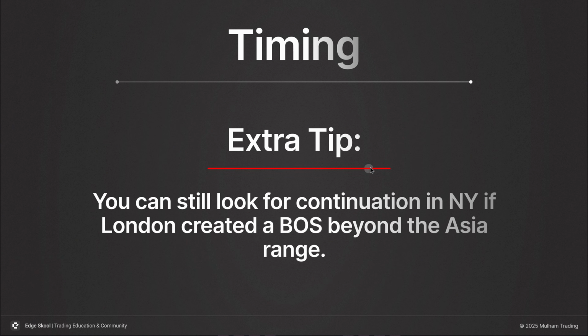Now, one more tip is you can still look for continuation in New York if London created a breakout structure beyond the Asia range. What does that mean? If Asia did this and then London did this and then broke above, so London broke above Asia high, we can look for continuation in the same range of London. So if London breaks the high of Asia, but before that also we had weakness at the low, something like this, weakness here, breakout structure, New York is gonna look like this. We can have continuation of the London range to the upside in this case. So that's another tip that you can implement if you are focusing on New York.